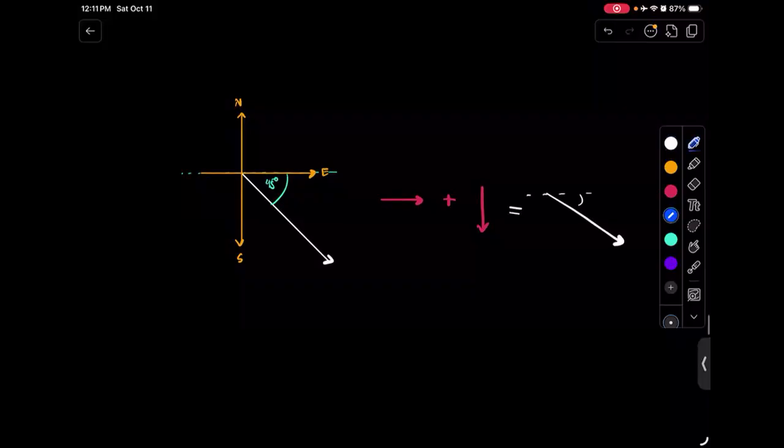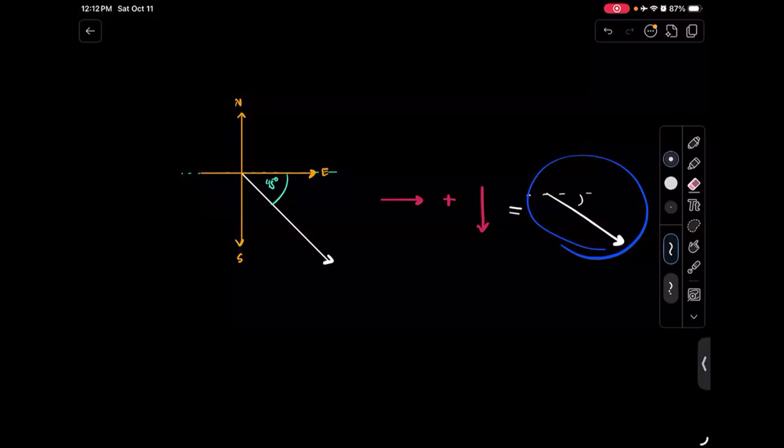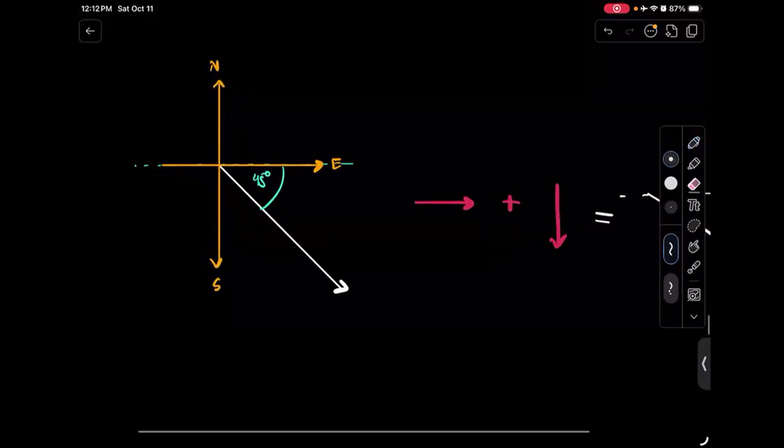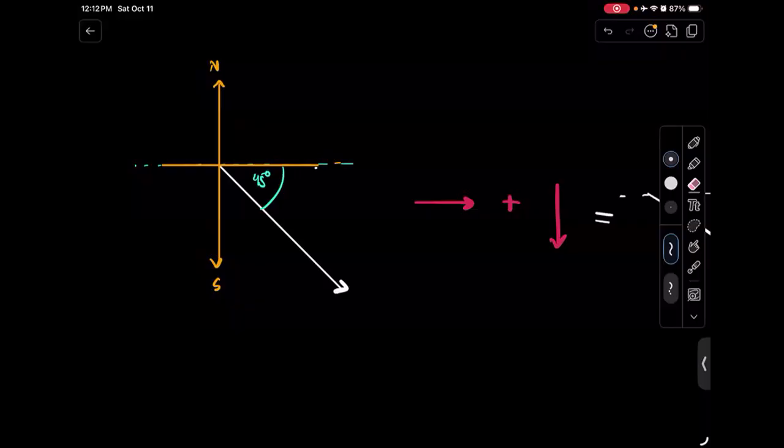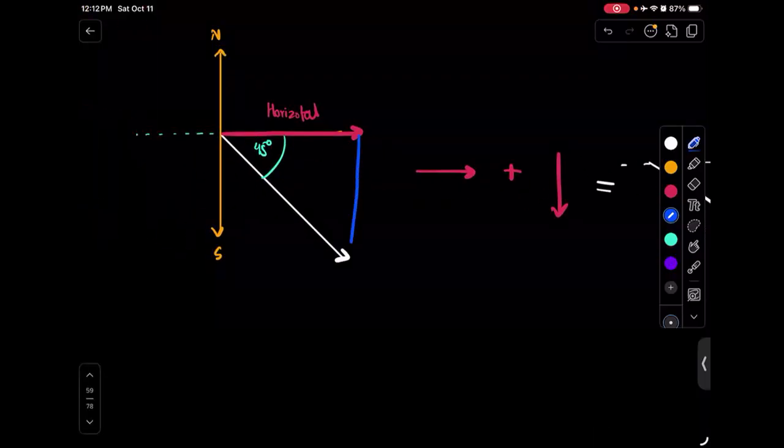Now, how do I figure out what two vectors are combining to make this angled vector? I can simply break it into its components. I'm going to remove the compass now. It's going 45 degrees downwards. So this is the component going towards the right, the horizontal component. And this is the vector going downwards, the vertical component. Let's call the hypotenuse h.